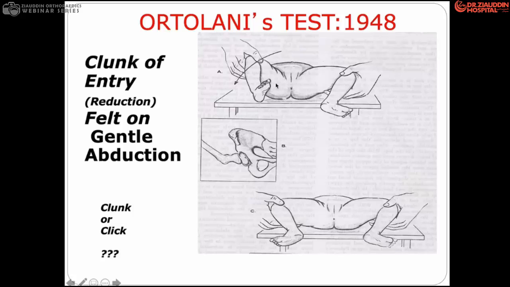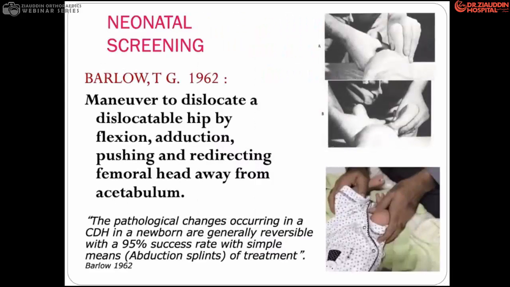On the normal side, when you reduce it, both hips become equally abducted. If there is a dislocation, this is called a click. There is a discussion whether it is a click or a clunk. A clunk is the audible sound, which in the mature hip joint you can usually feel after 7 months of age. Here is Barlow's test.